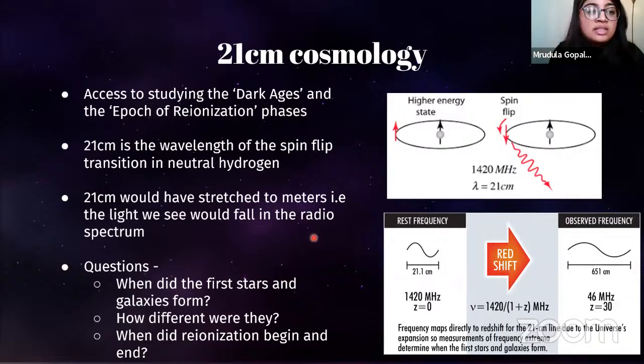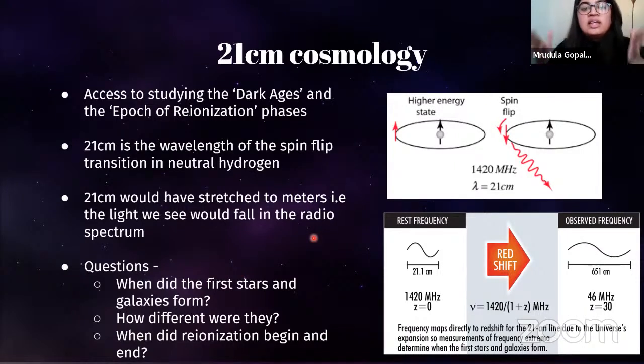And in 21 centimeter cosmology specifically, since you're interested in the dark ages and epoch of reionization, the kind of questions we ask is, when did the first stars and galaxies form? Are they different from what we see today? Do they have spiral arms? Do they not have spiral arms? And we also currently don't really know when exactly the first stars were formed and when complete ionization finished. Like, when did it start? When did it end?